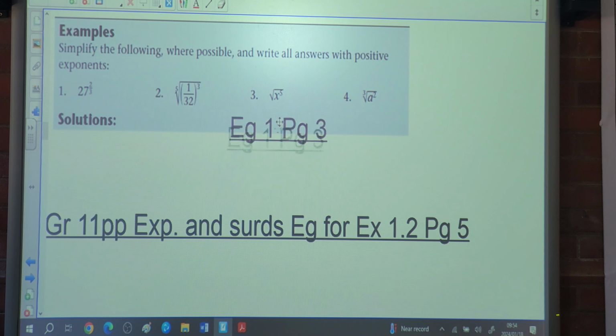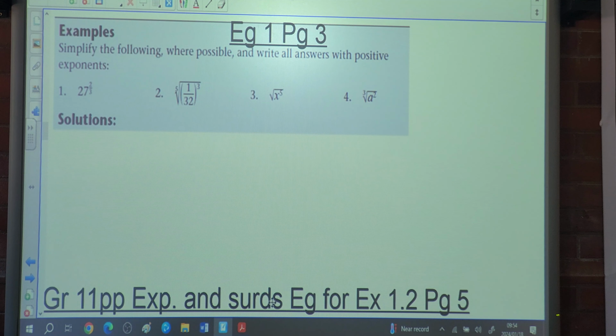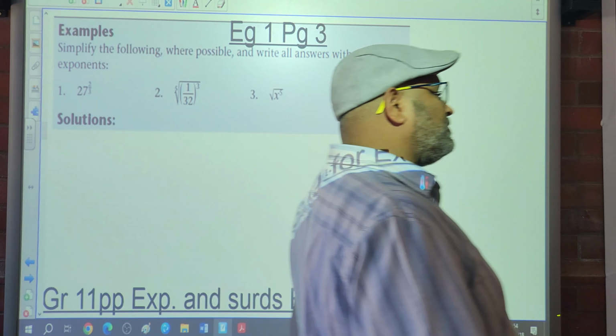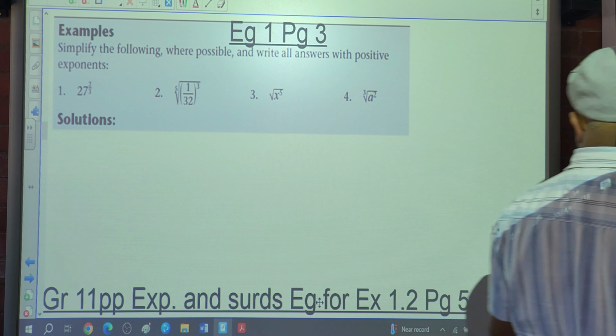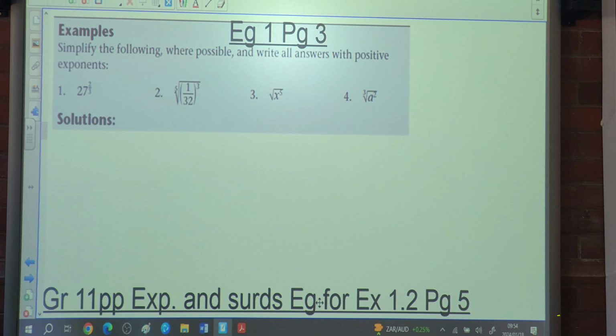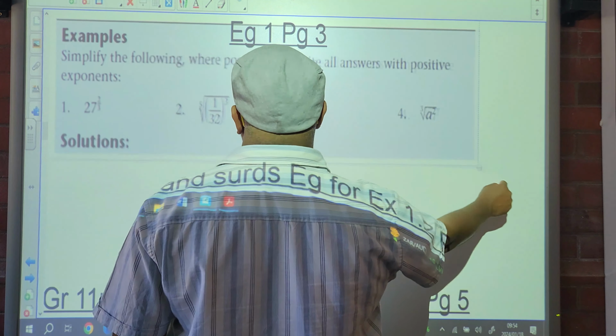Now we're looking at example 1, and example 1 is on page 5, it's for exercise 1.2. So we also study the following: where possible, write all the numbers with positive exponents. Okay, so let's look at the first one.